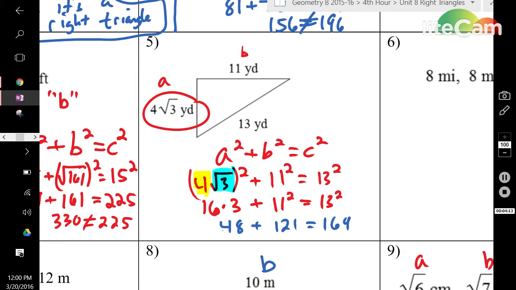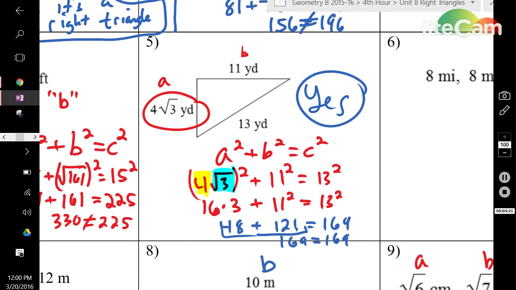Now when you add these two numbers together here, it does end up being a right triangle. So you answer this, yes, it is a right triangle. But I just wanted to show you what that looks like, that calculation. You square both the 4 and the root 3, and you get 16 times 3, which is 48.